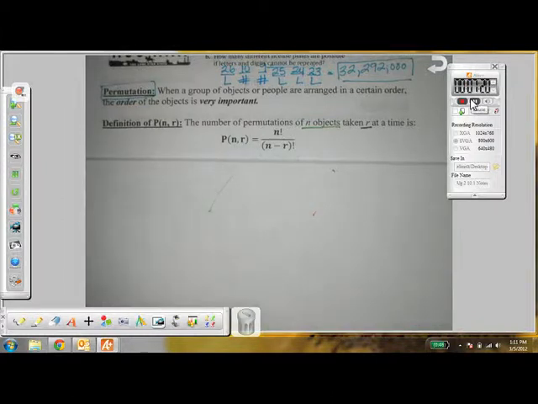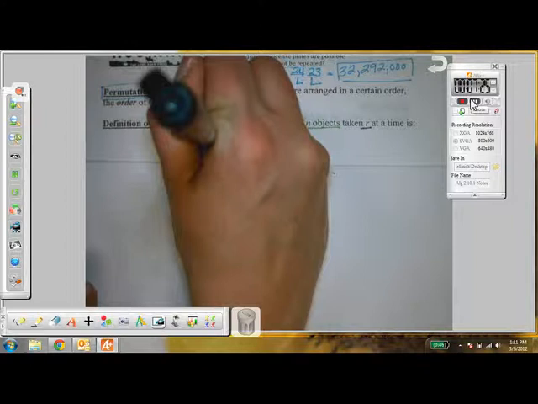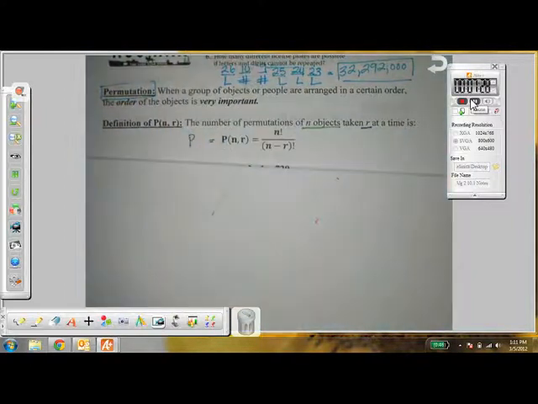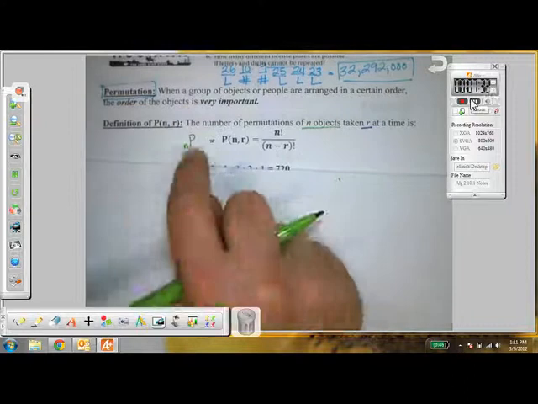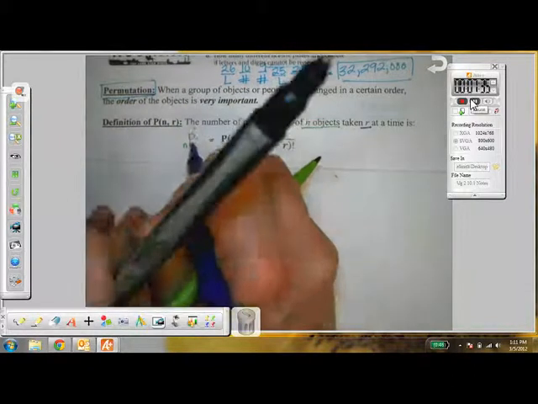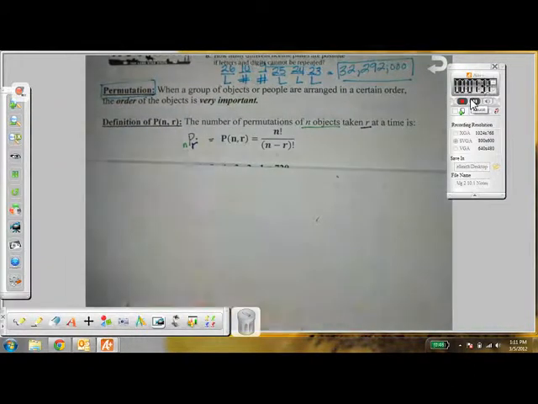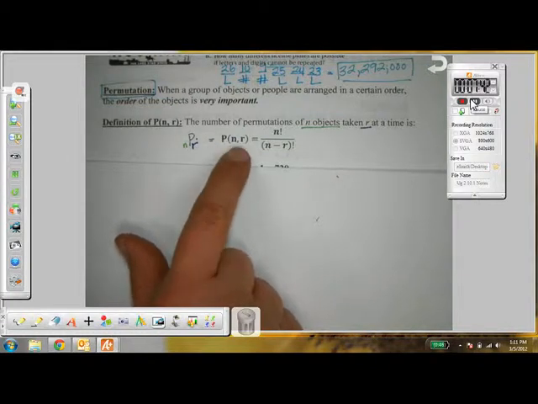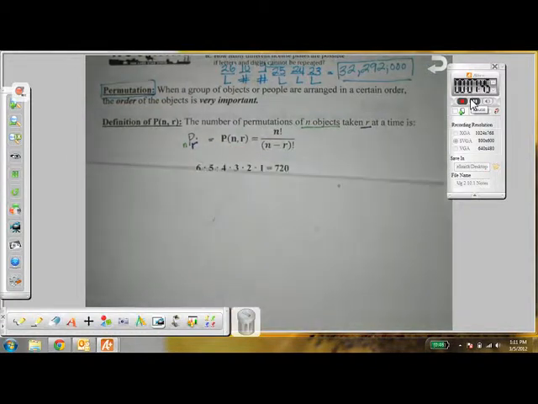There's another way that we could see this. So this could also be written as n objects permutated r times. So you might sometimes see the problem given to you as little n, big P, little r. Okay, so these two are the same thing. Equals n exclamation point over n minus r exclamation point.